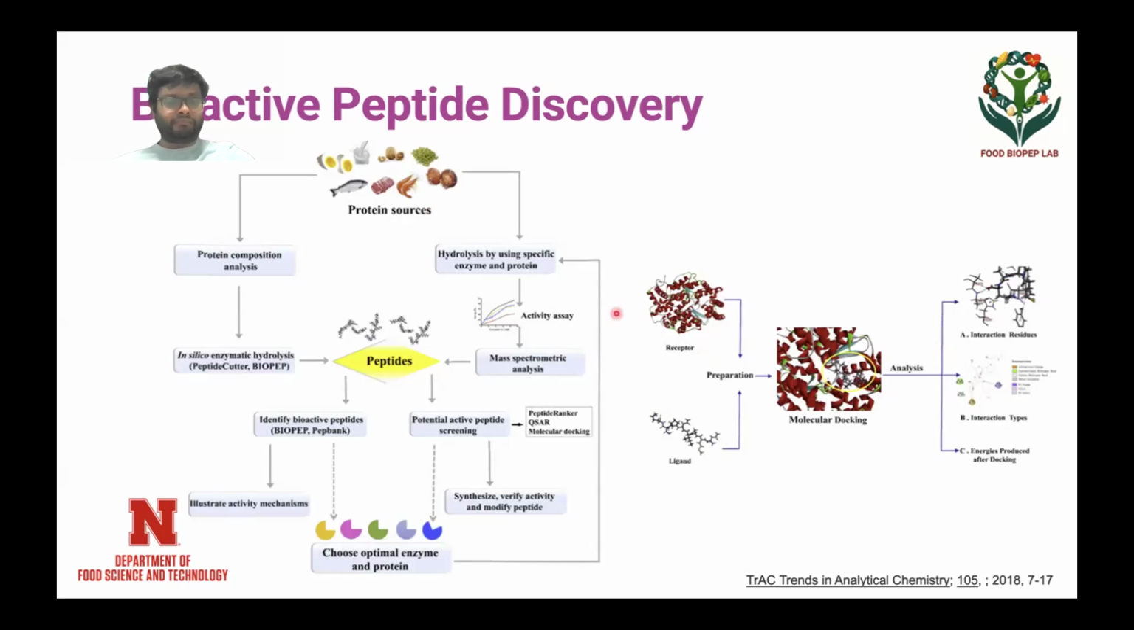This is the typical way I was talking about: go for protein sources, do protein composition analysis. You can do in silico enzymatic hydrolysis to produce these peptides. You can use the same combination in a wet lab, measure the activity assay, use mass spectrometry, and then match the two and identify the bioactive peptides, the ones which potentially screen for biological activity, and you can go further. Through that method, we can develop further with dynamic molecular dockings and use more computational chemistry to identify these peptides.